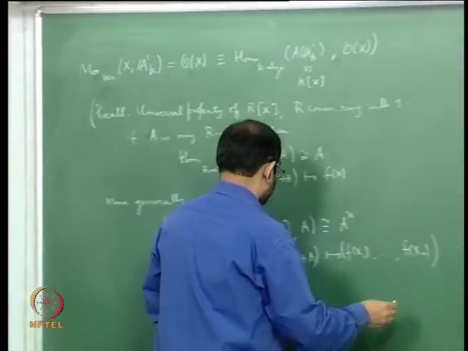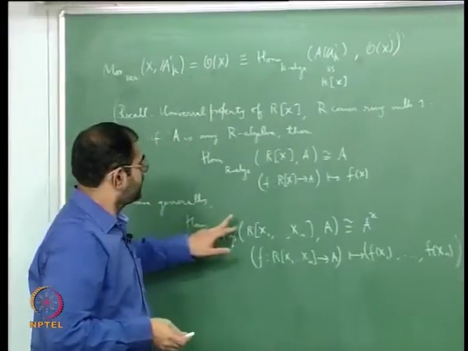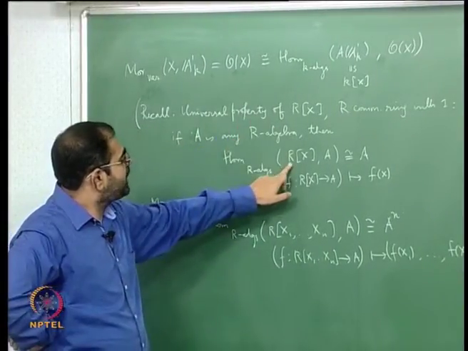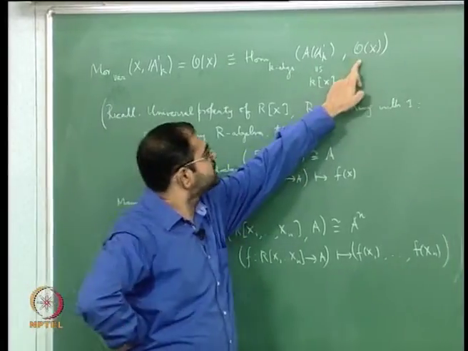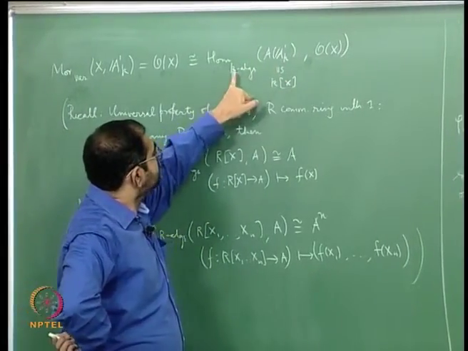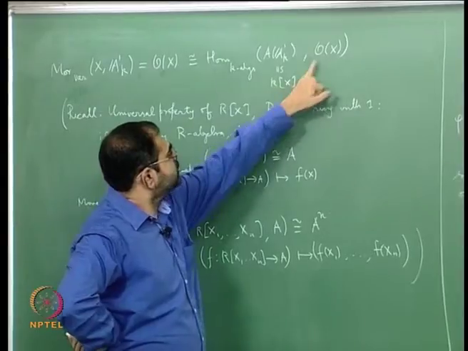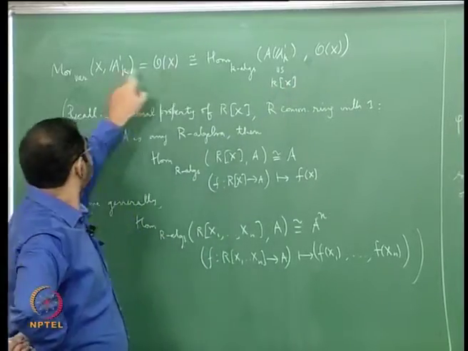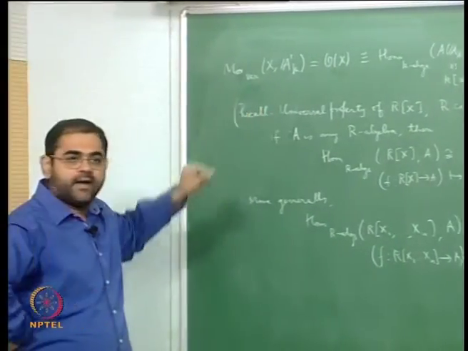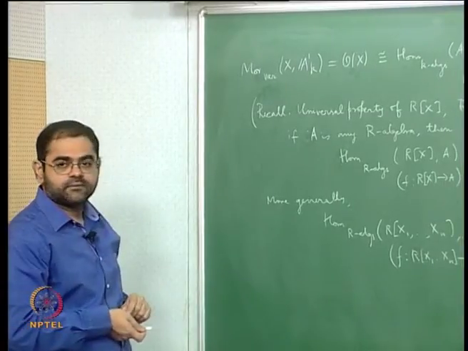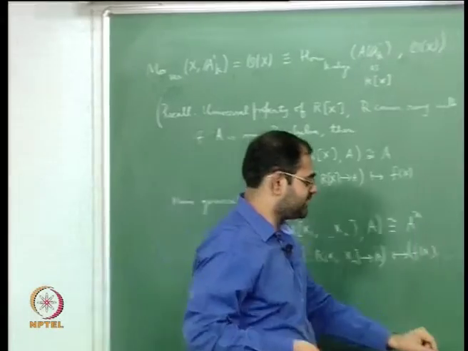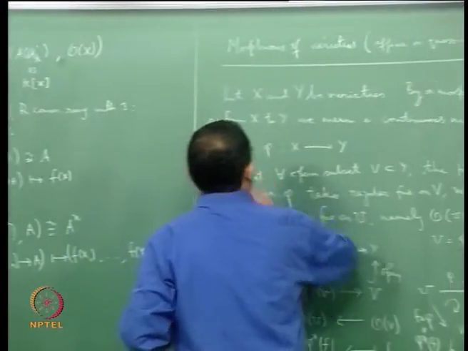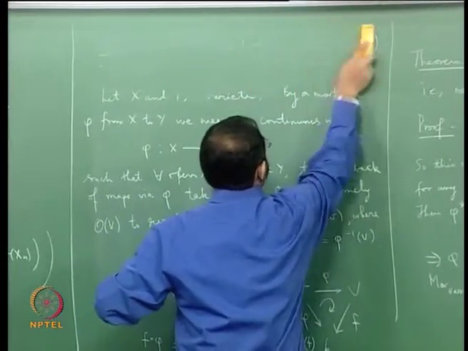Okay, and I am just applying this, instead of R I have put the field k, and instead of A I have put O(X). So the homomorphisms of k algebras from k[x] to O(X) is just O(X), and that is what this is. Okay, and now let me tell you how this statement generalizes. It's very beautiful.